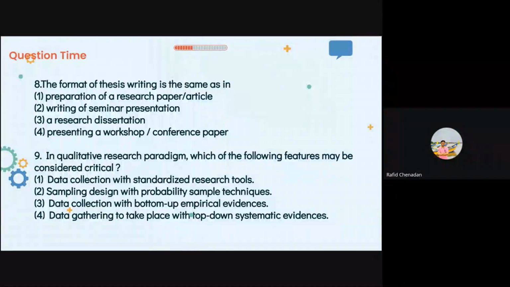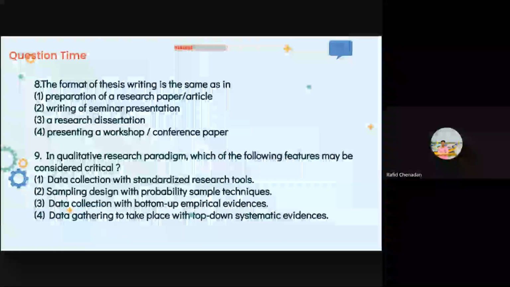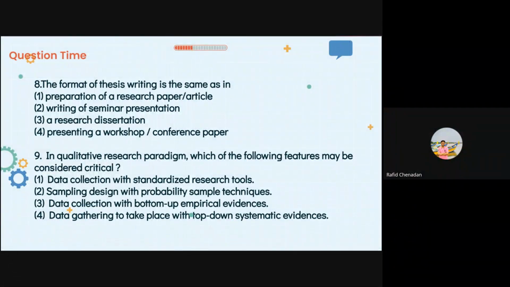And the next question: in the qualitative research paradigm, which of the following features may be considered critical? Data collected with standardized tools. So the focus is qualitative research. Which of these things are important? Is it data collection, or sampling, or bottom up empirical evidence, or top down systematic evidence? Just give your guess. We'll talk about this in detail.